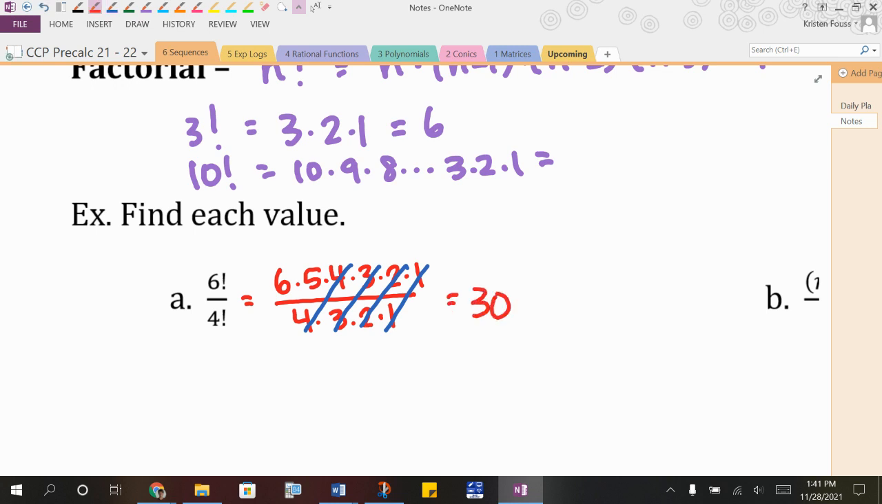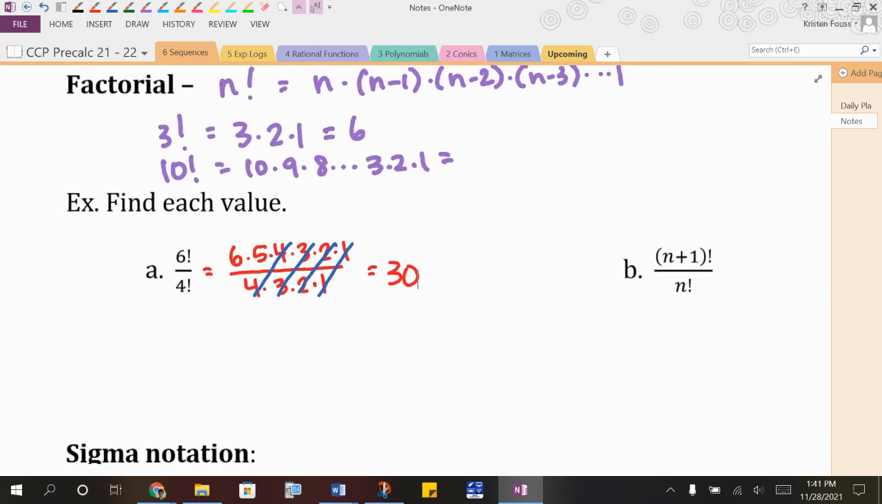So I'm going to leave you letter B, but think about it the same way. Write out some terms, and then think about what will cancel out.